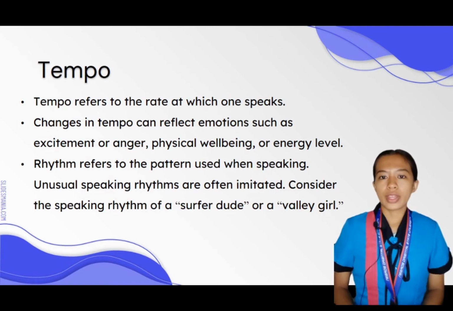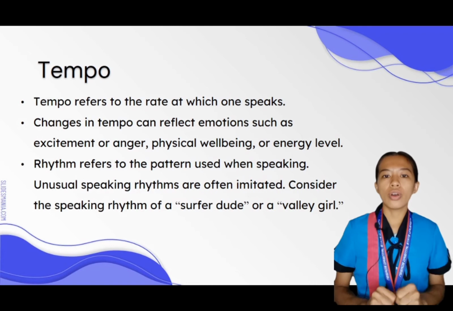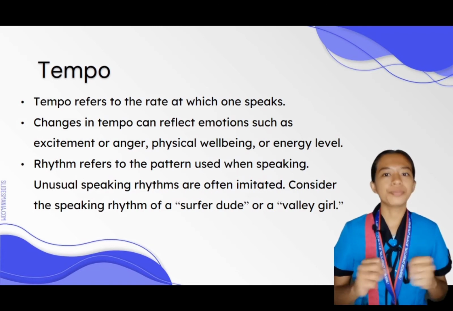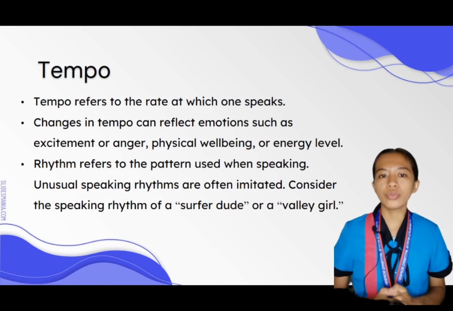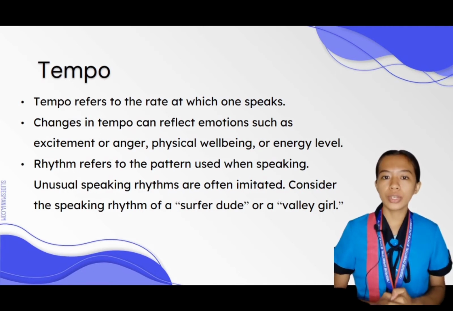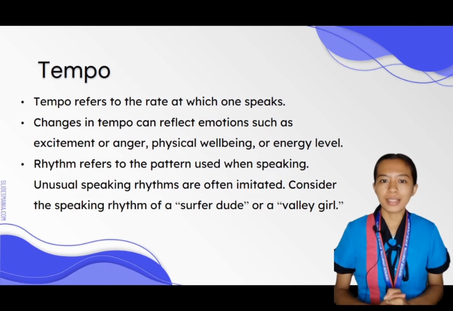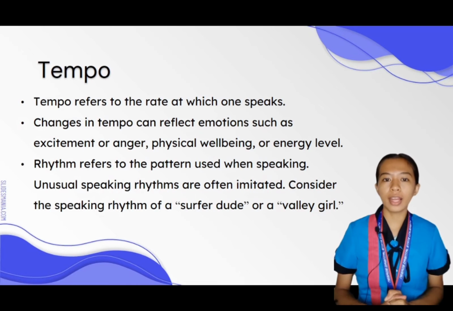Rhythm refers to the pattern used when speaking. Unusual speaking rhythms are often imitated. Consider the speaking rhythm of a surfer dude or a ballet girl. One of the most well-known forms of rhythm used in a speech was Martin Luther King Jr.'s "I Have a Dream" speech. More recently, the speaking rhythm of Presidents Obama and Trump are easily identifiable and often imitated by comedians.